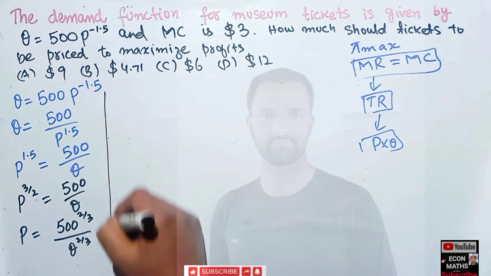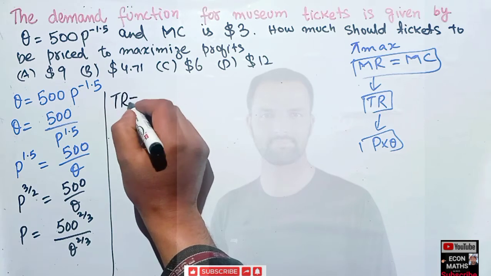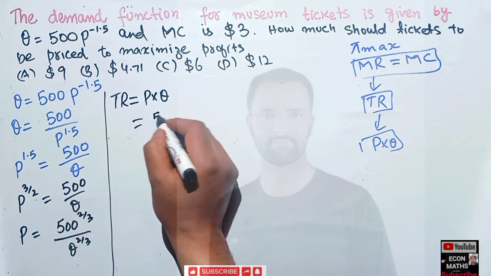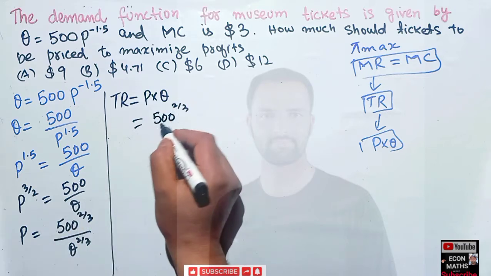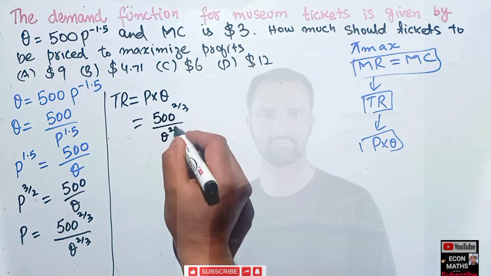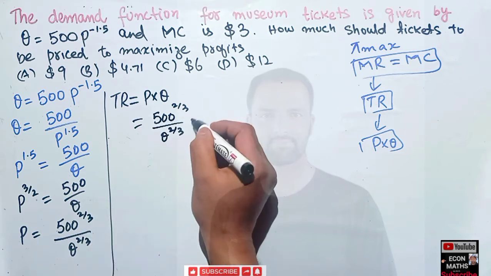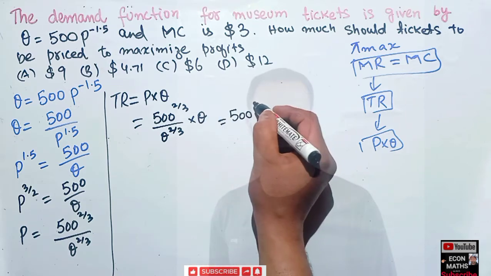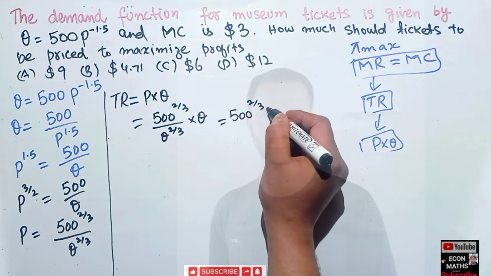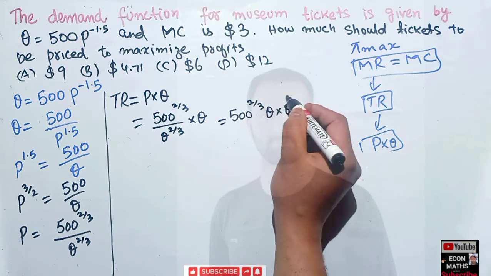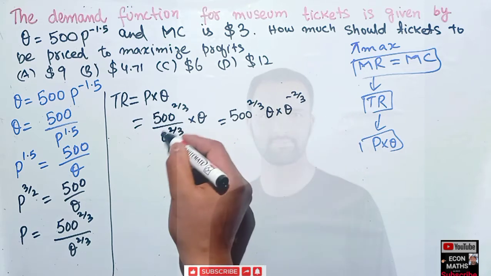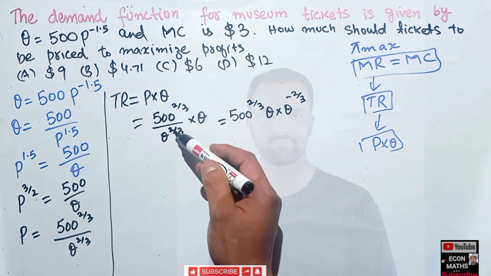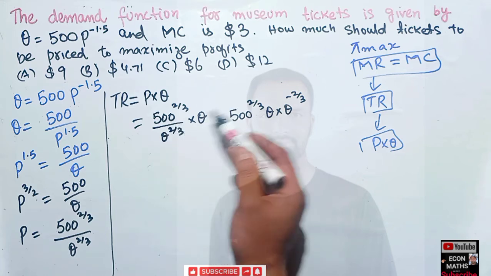Now this is our inverse demand function. What is now total revenue? Total revenue is simply price into quantity. What is price? Price is this very stuff. So we have 500 to the power 2 upon 3 upon Q to the power 2 upon 3. To this we multiply quantity, that is Q. Now we can write it like this: we have 500 to the power 2 upon 3 Q into Q to the power minus 2 upon 3. Simply transposing this from denominator to numerator, the exponent sign gets changed. It was plus 2 upon 3, it becomes minus 2 upon 3.